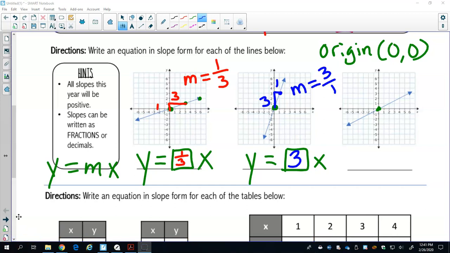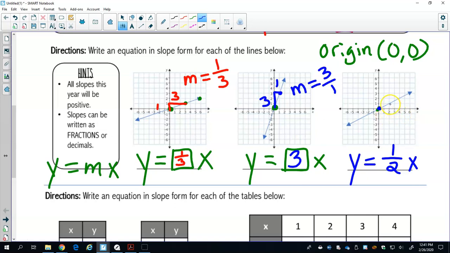All right, so if you haven't already, write your equation for that line. All right, who's got the equation? Savannah. Y equals 1/2 x. How did you get that 1/2? Okay, started from the origin.